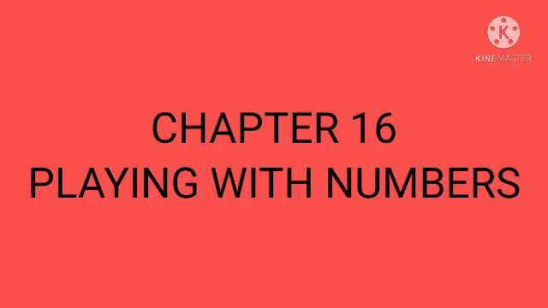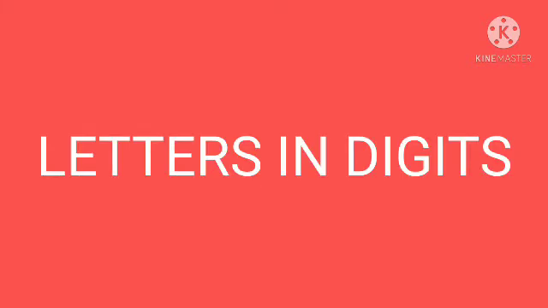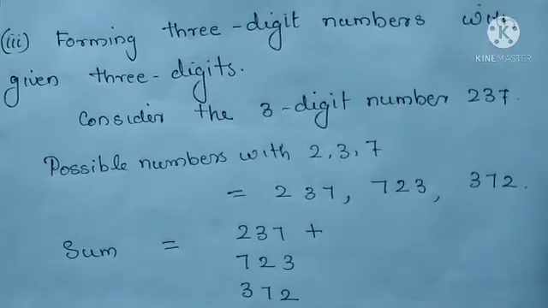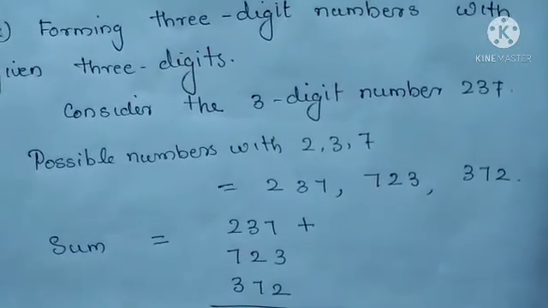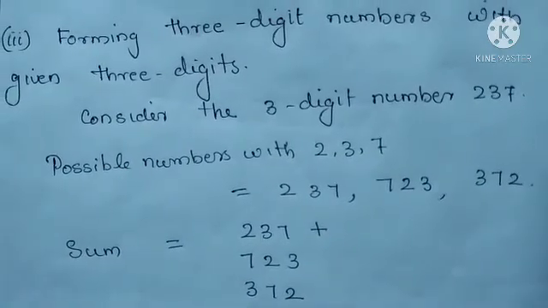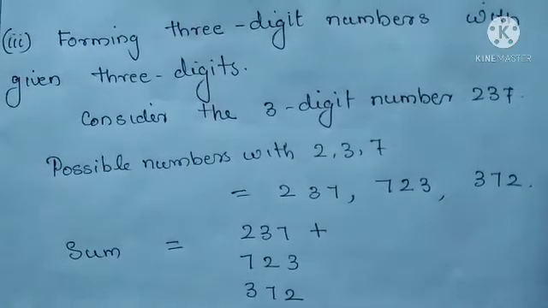Here we deal with chapter 16, Playing with Numbers. We have seen some properties in the last class. Today we do the problems from letters in digits. Before this topic, we will continue a property of 3-digit numbers. You can watch the class. The next property is of forming 3-digit numbers with given 3 digits. We can see the property of those numbers.